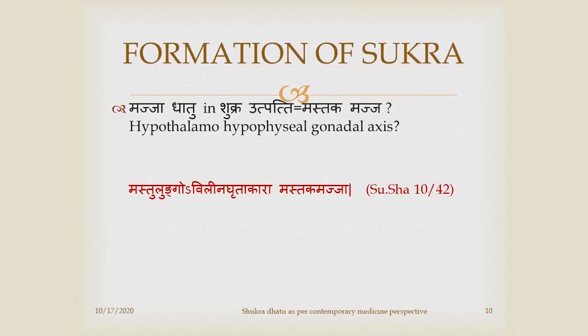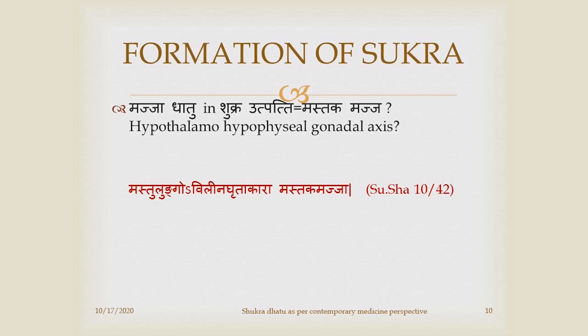So next point is, the Majja Dhatu in Shukrotpati can be considered as Mastaka Majja. Why? Because Mastulanga is Avilina Kridagara Mastaka Majja. That is, Mastulanga or brain is made up of Majja Dhatu only, and it is Kridagara only. Avilina Kridagara means it is in a solid state. The Krida is in solid state and can be seen in the brain.